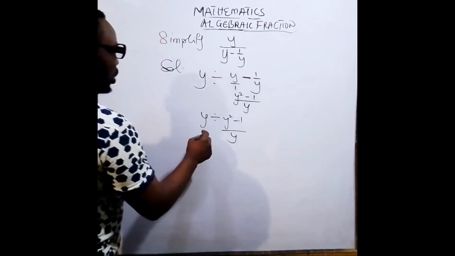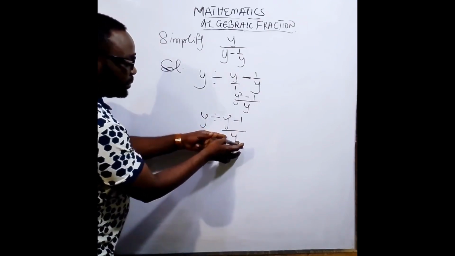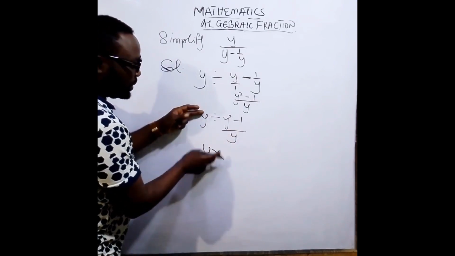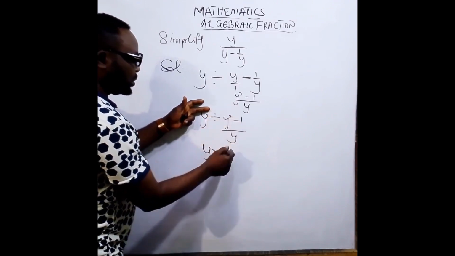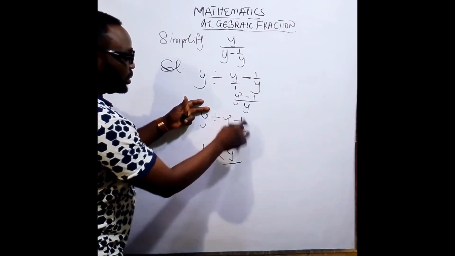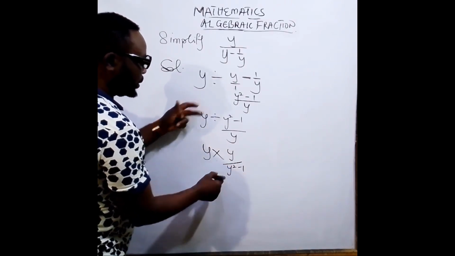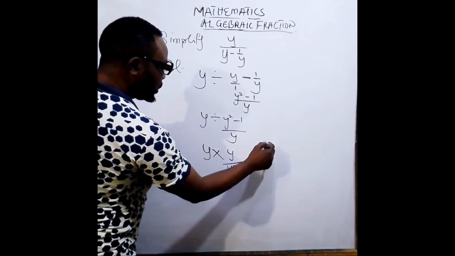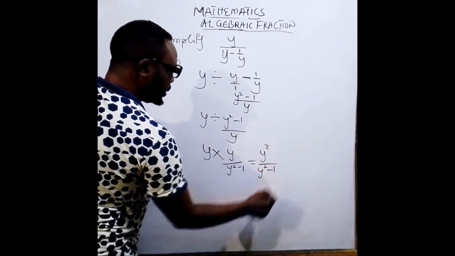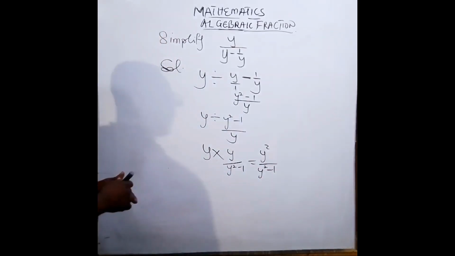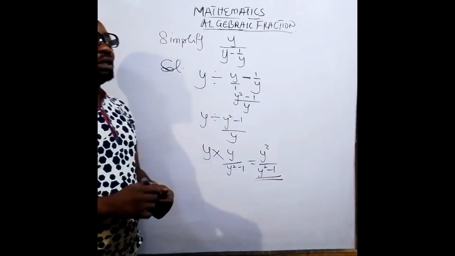That becomes y multiplied by, then this division changes to multiplication, this denominator will come to the numerator, y over, and the numerator comes to the position of the denominator, y squared minus 1. So we are going to have y squared over y squared minus 1. y squared over y squared minus 1. That is the answer to this particular question.